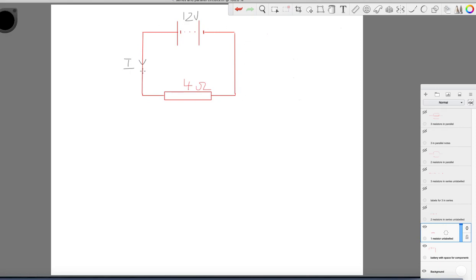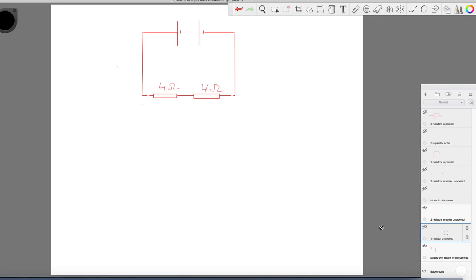Whatever current flows into this point has to flow back out of it again. So all of the current that flows out of the battery flows around the circuit. It all flows through this resistor and back out to the battery again. So let's then consider 2 resistors in series. Now, same idea.